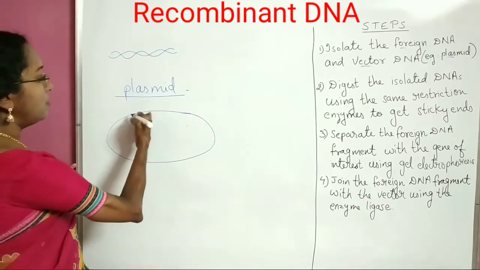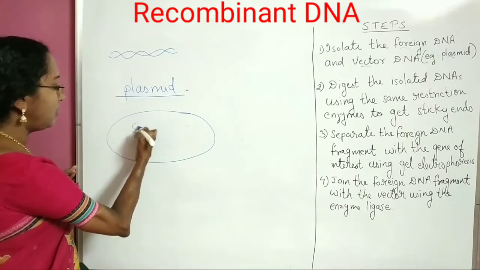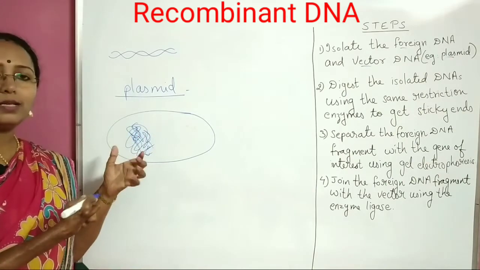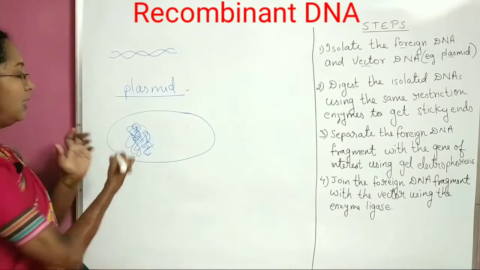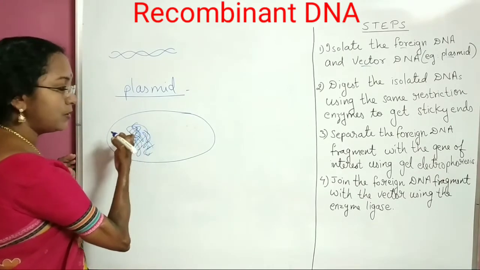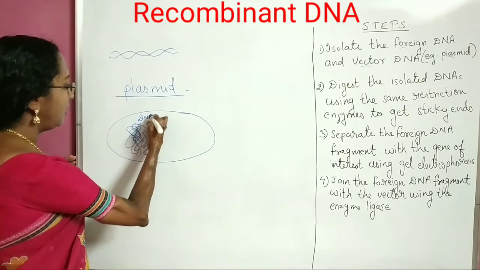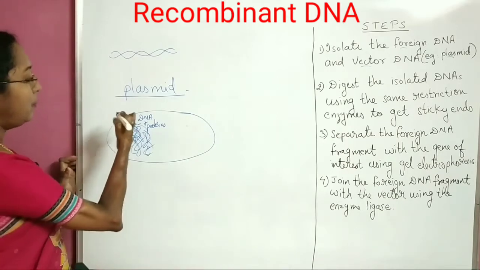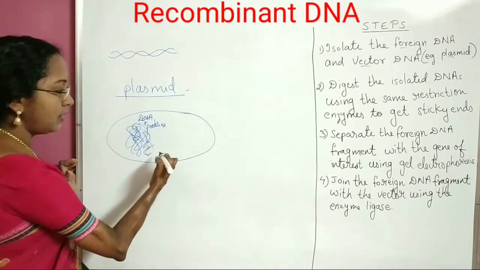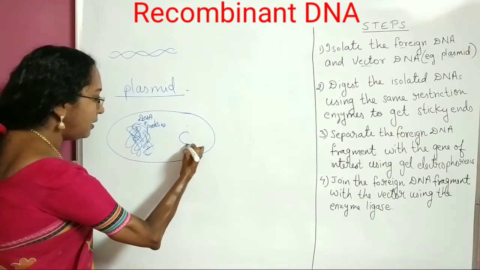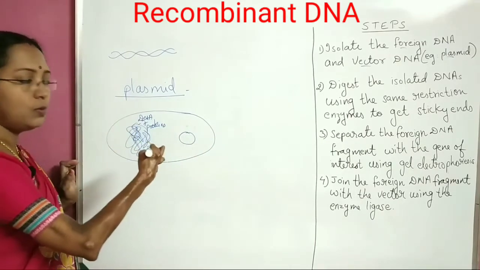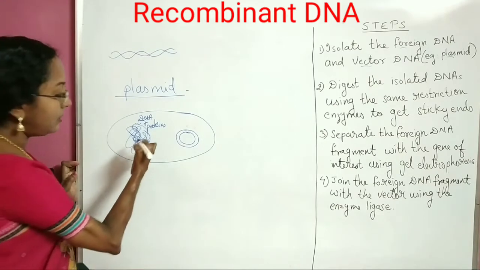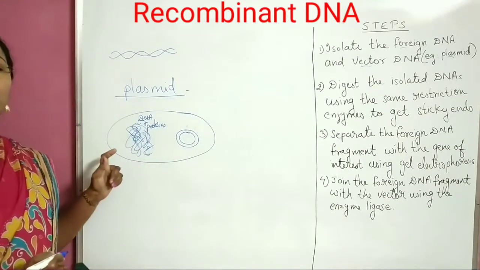I have just drawn a bacterial cell, and the bacterial cell has its own chromosome. I am just drawing it like this. It is found in a place called the nucleoid. We all know that. This is its usual chromosome. You know chromosomes are made up of DNA and proteins. Apart from this DNA, the bacterial cell also has another DNA which is usually circular and double stranded and it is found outside the usual chromosome.